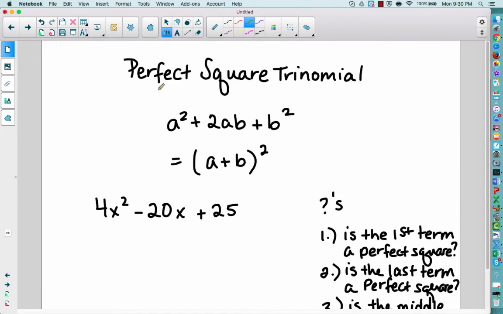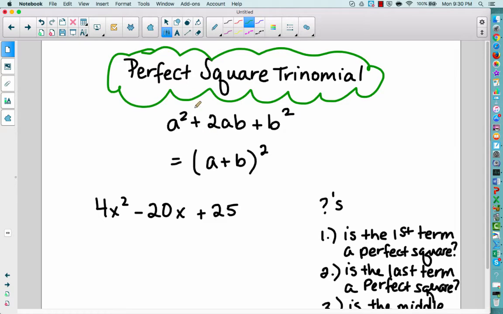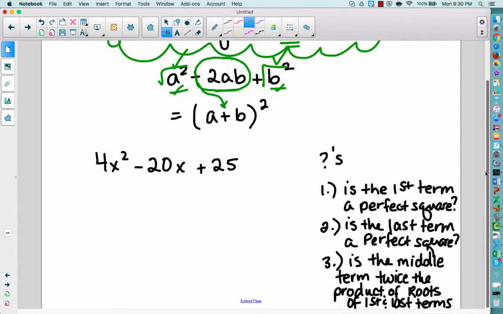My other one that I really, really like is that perfect square trinomial. So a perfect square trinomial is a trinomial, so it has 3 terms. The first and the last term are perfect squares, and the middle term is double the roots of the outer terms. If it is a perfect square trinomial, then it will always factor to, in this case, a plus b quantity squared. So the square root of the first and the last terms and the sign of the middle term, quantity squared. All right, so how do we check?